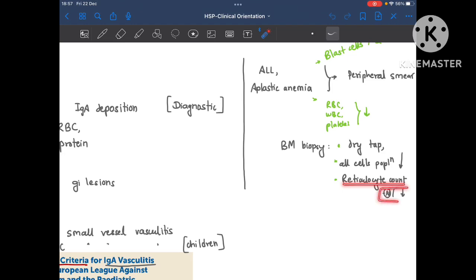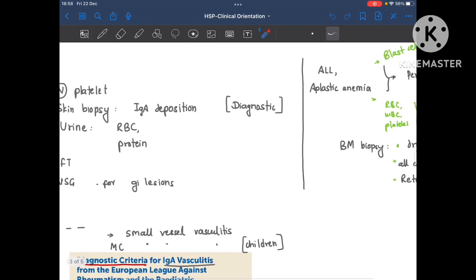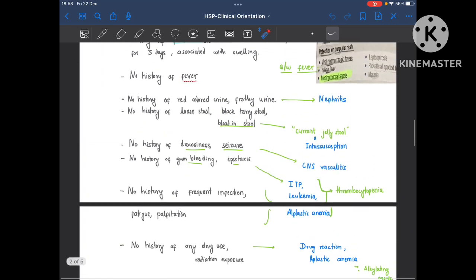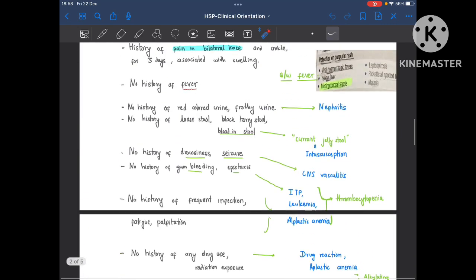Reticulocyte count is normal or decreased. Whenever there is anemia, there will usually be increased reticulocyte count. Why? Because the bone marrow will try to produce more and more blood cells, but in this case the precursor cells are already less, so the reticulocyte count will be less. These are the tests, peripheral blood smear and bone marrow biopsy, to rule out the other possible differentials. This is all about the history, examination, and workup of this patient.